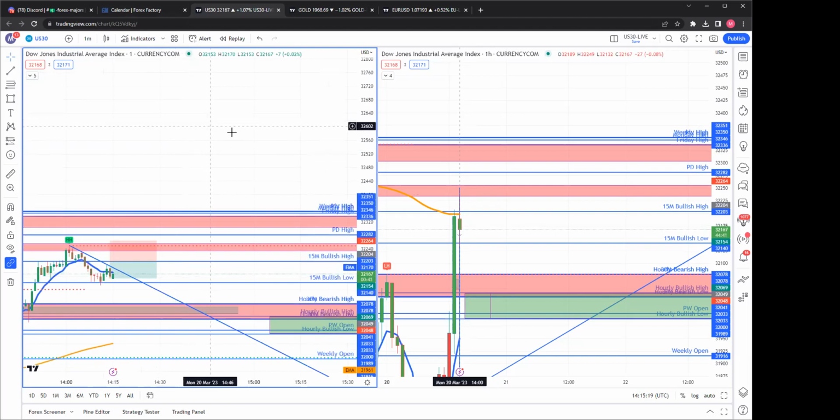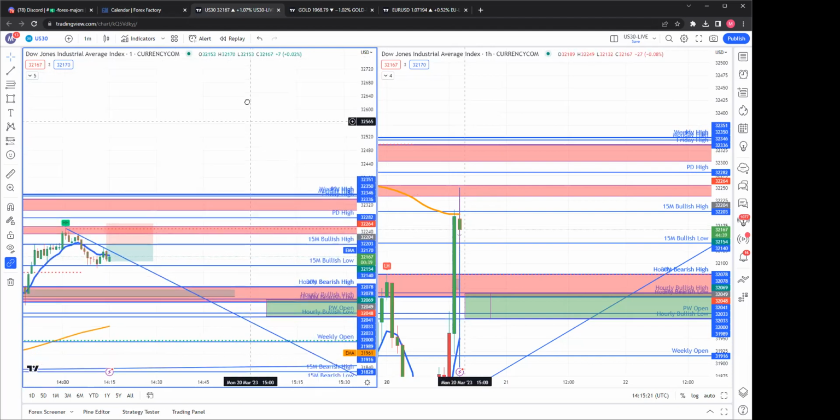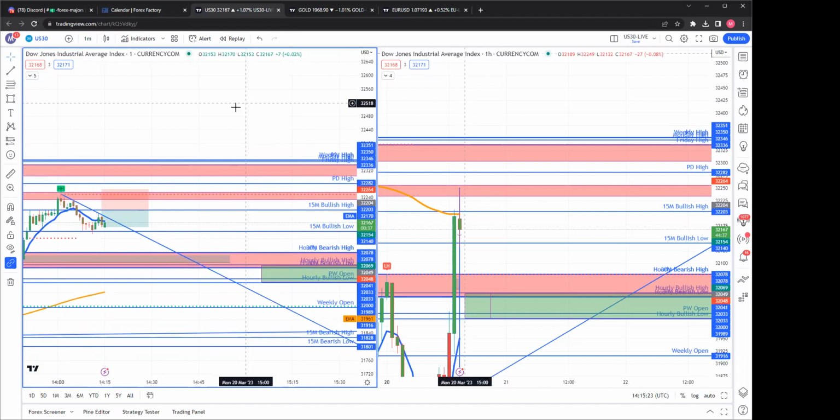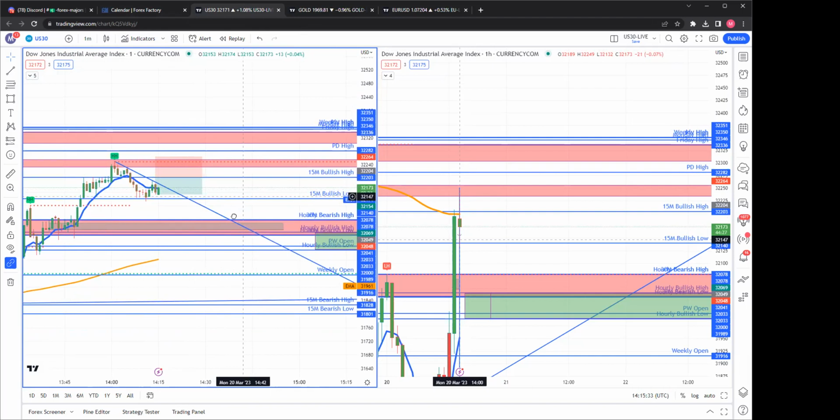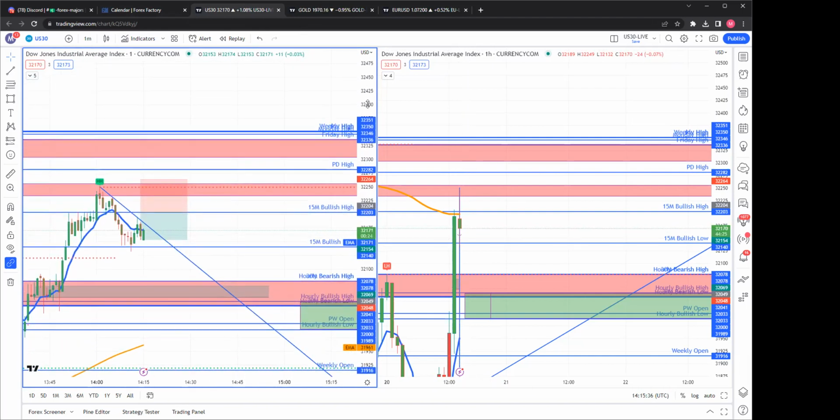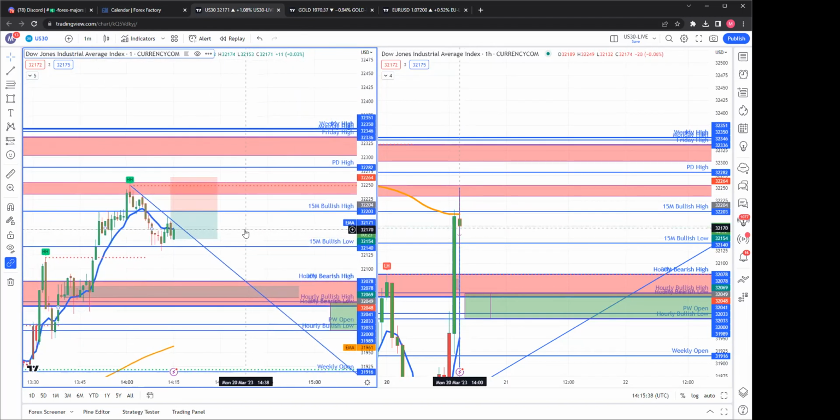It definitely takes time. When I start doing these markups, I start at like 7 a.m. Eastern Standard Time, and by the time I'm finishing, it's like 8:15 a.m., because I do US30, gold and EU. But it definitely comes after years and years of practice.